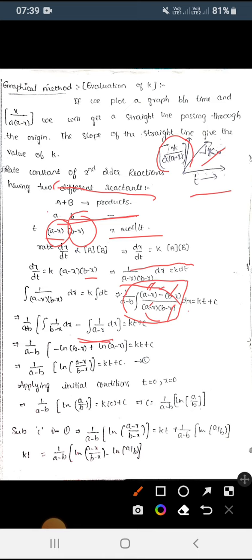According to the integral of 1 by x dx is nothing but log x, here also log x. So we get log (A minus x) by log (B minus x), because of the log formula here. So this is the equation we got. Applying initial conditions, x is equal to 0 when t is equal to 0, we get the c value. The c value is substituted in equation 1. After substituting, we take 1 by (A minus B) common, and get log (A minus x) by (B minus x) minus log A by B.